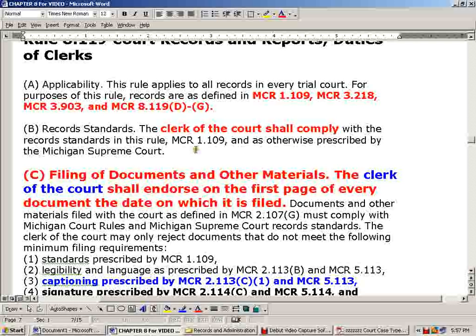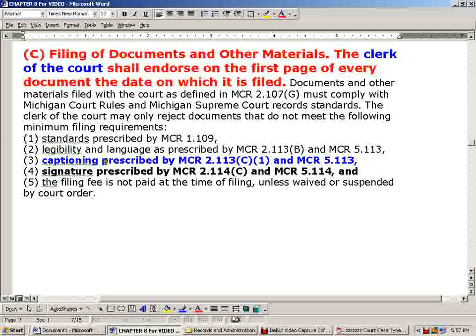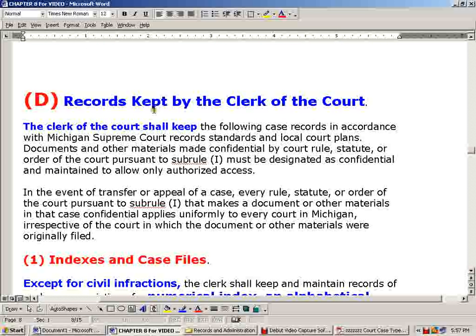But nevertheless, in this particular group, filing of documents and other materials, the clerk of the court shall endorse on the first page of every document the date on which it was filed. And it has to follow these things: standards, legibility, captioning. All right, we just talked about captioning for a second. They got some other rules you got to follow. Okay, records kept by the clerk of the court. Pay attention now. The clerk of the court shall keep the following case records in accordance with Michigan Supreme Court records, the standards, and local court plans.